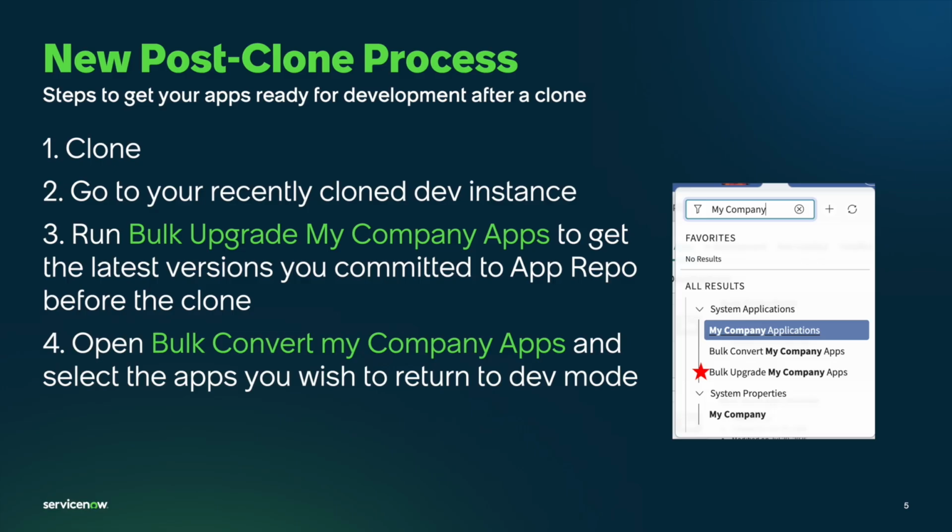So that means that your new post-clone process is to do the clone, then log into your recently cloned dev instance, run the bulk upgrade my company apps to get the latest versions. I would suggest keeping those scope names, commented limited scope names that are part of that system property. Keep that in prod so that when the clones happen, you have it. And then once those are all updated, it's just a simple matter of going to the bulk convert my company apps, selecting those apps that you wish to convert, and then hitting the button.